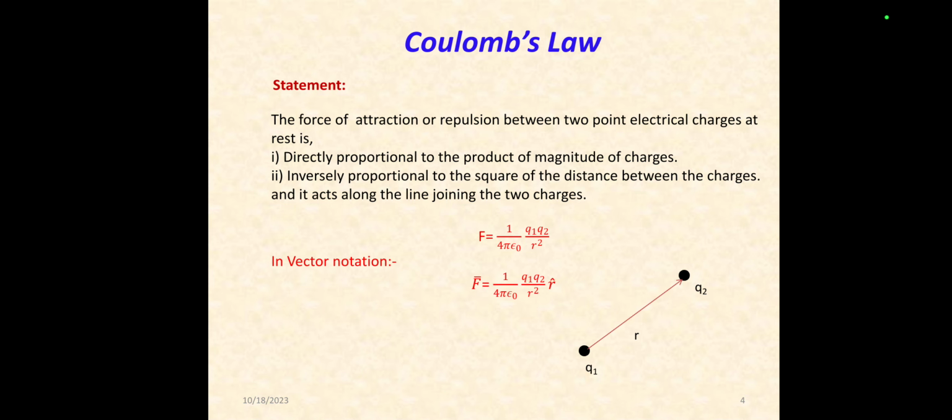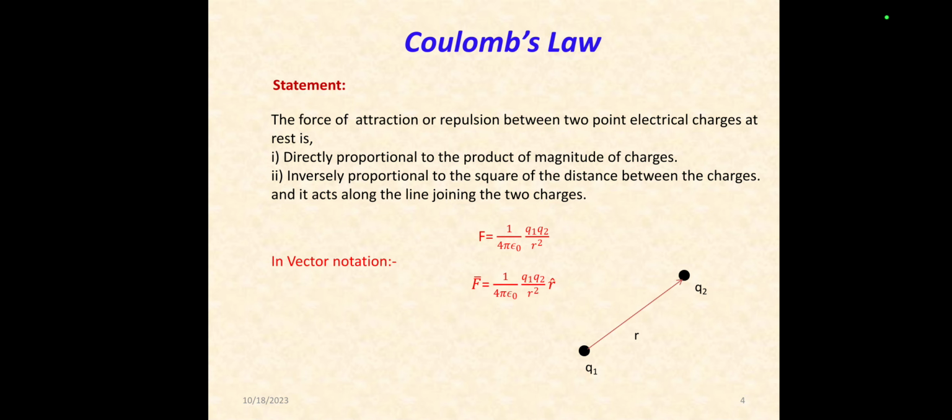So here is Coulomb's law. The statement is: the force of attraction or repulsion between two point electrical charges at rest is, first, directly proportional to the product of the magnitudes of charges, that means q1 into q2. And second, inversely proportional to the square of the distance between the charges, and it acts along the line joining the two charges. So friends, in this diagram two points are shown, that means charges q1 and q2, and both are joined by a line of distance r.